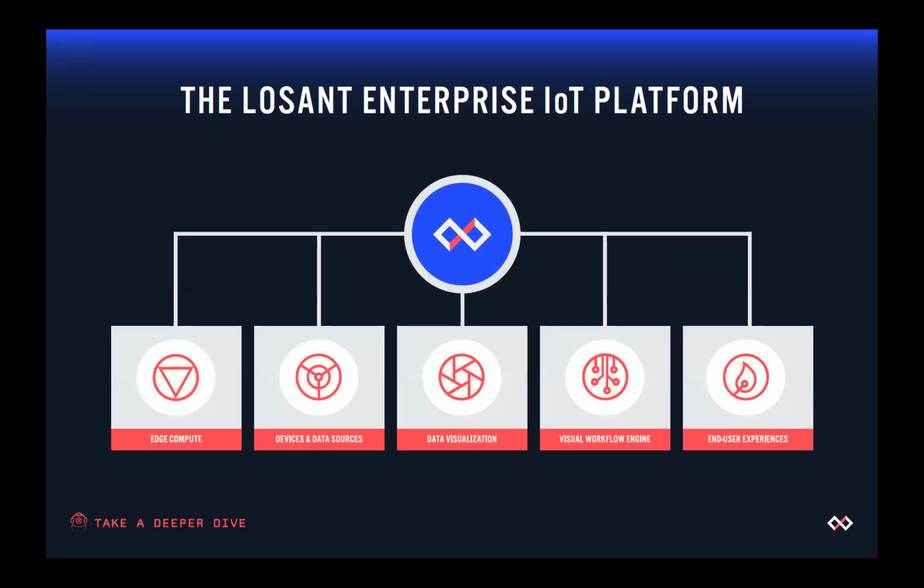Let's do a quick review of Losant and our enterprise IoT platform. Losant is an application enablement platform. What that means is that Losant provides enterprises with the building blocks to create their own IoT applications. Our platform consists of 5 key components to help customers achieve that: edge compute, devices and data sources, data visualization, the visual workflow engine, and end user experiences. Our customers and partners utilize these tools to create the robust IoT applications they put in front of their end users.